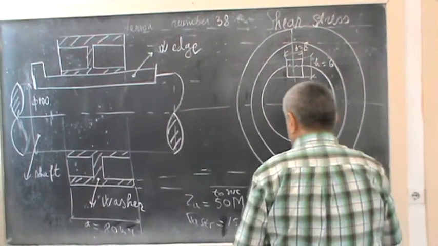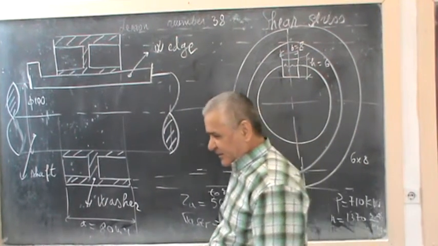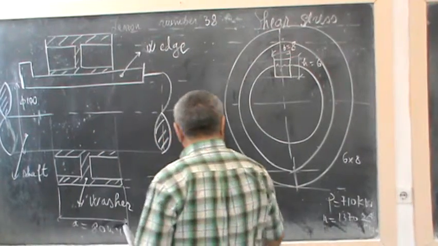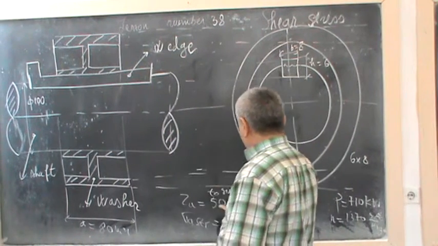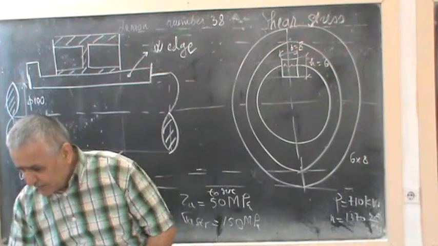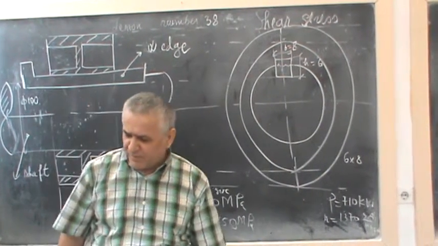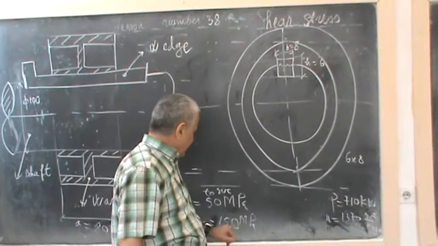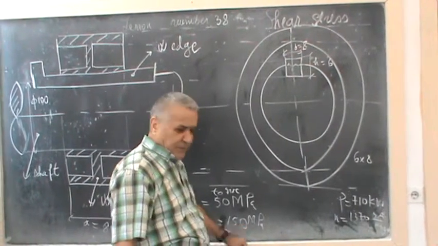Given: the admissible tangential stress equals 50 MPa and the admissible normal crushing stress equals 150 MPa.